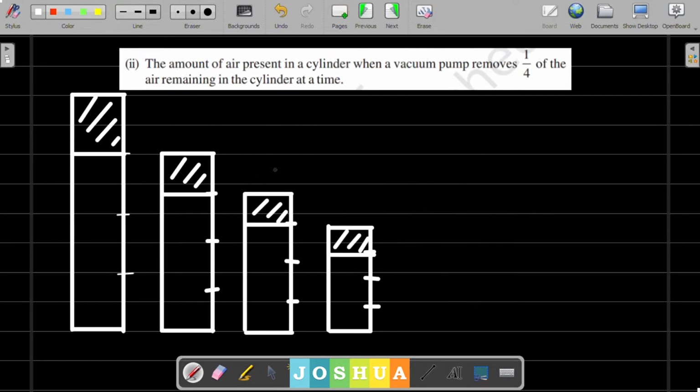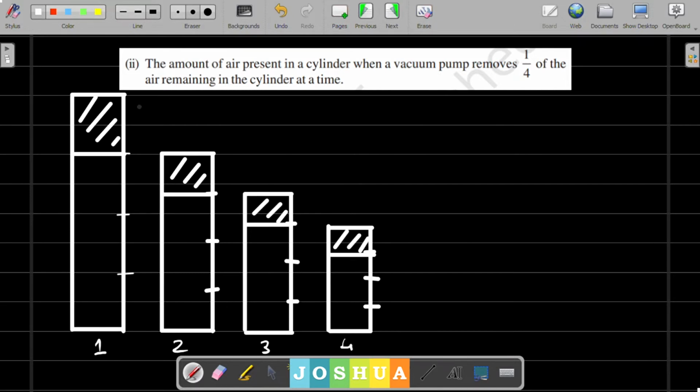The amount of air present in a cylinder when a vacuum pump removes 1/4 of the air remaining in the cylinder at a time. So here what you are seeing on the screen is, imagine the first case, I call this the first attempt. In the first attempt, out of the total volume, 1/4 of the air is removed from the cylinder, and with the remaining air, again for the second attempt, we are removing 1/4 of the air present in the cylinder, and in the third case again we are removing 1/4 of the air remaining in the cylinder. Like this we are removing. In the fourth case we are doing it the same way.